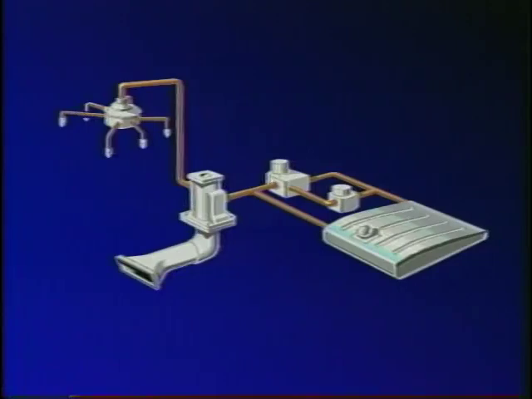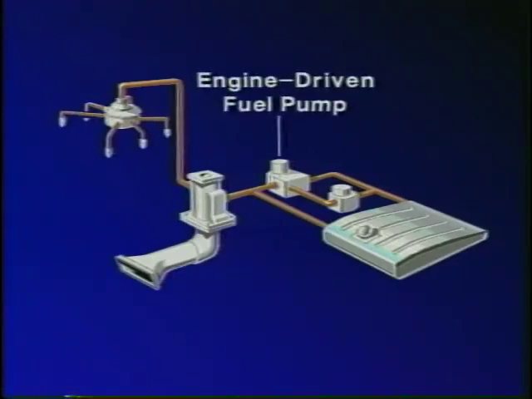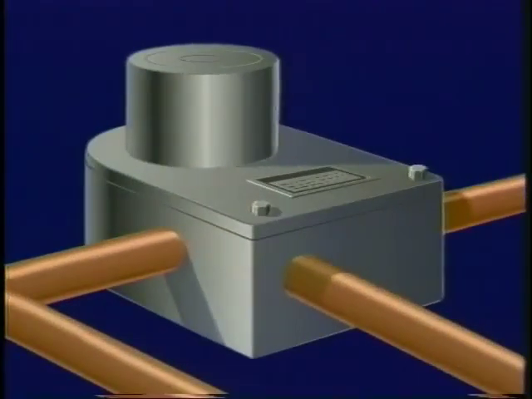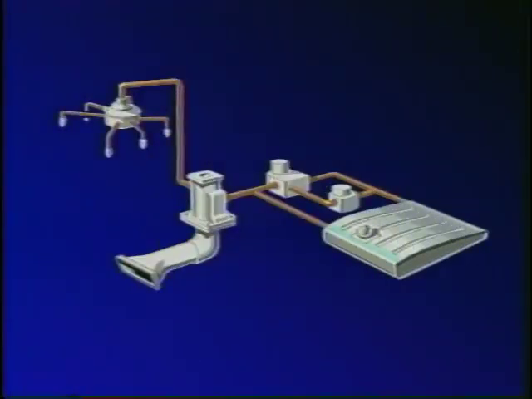The next component is the engine-driven fuel pump. Once the engine is started, this pump pressurizes the system by taking fuel from the tanks and sending it to the fuel injector unit. In some systems, the fuel pump supplies more fuel than the injector unit needs. In this case, the excess fuel is routed back to the tank through a return line. In other systems, the fuel is strictly metered and no return line is required.